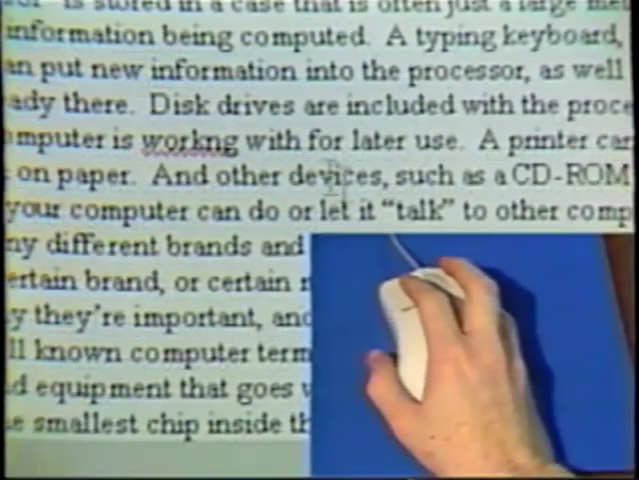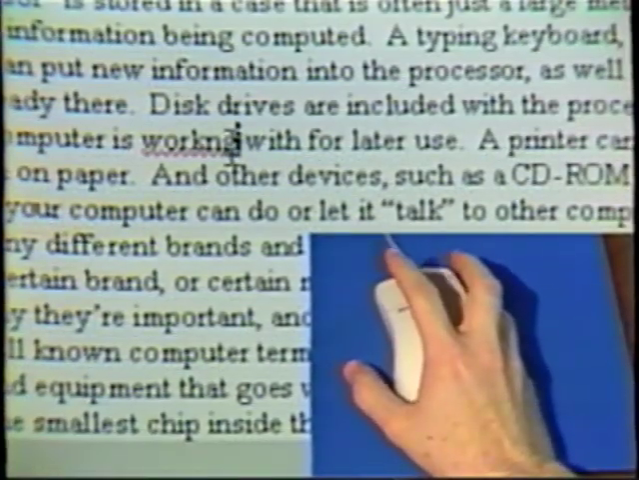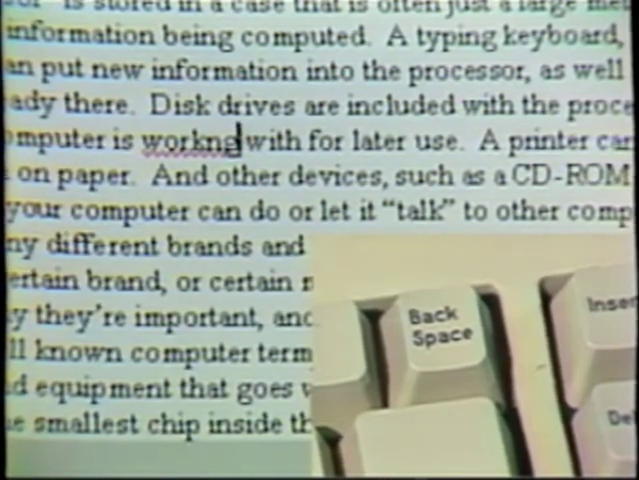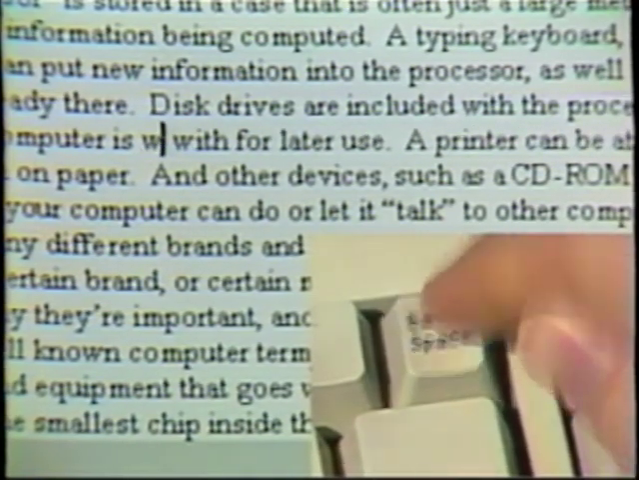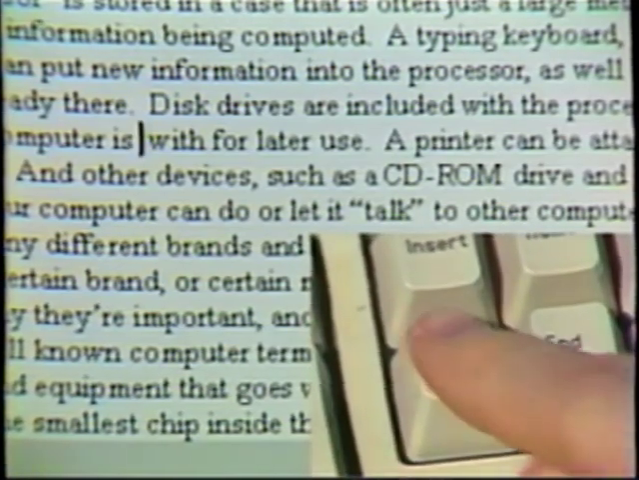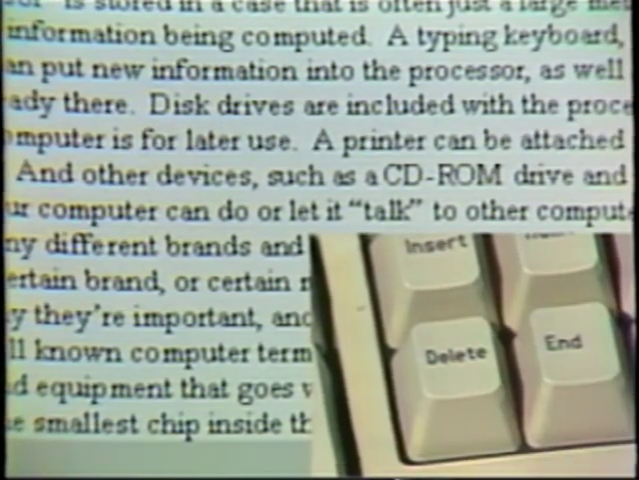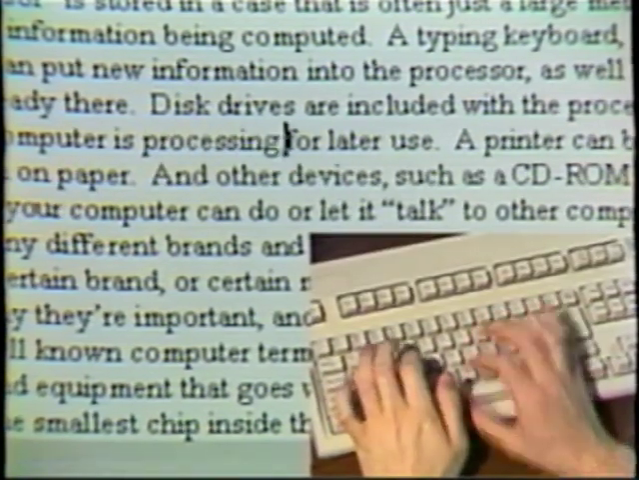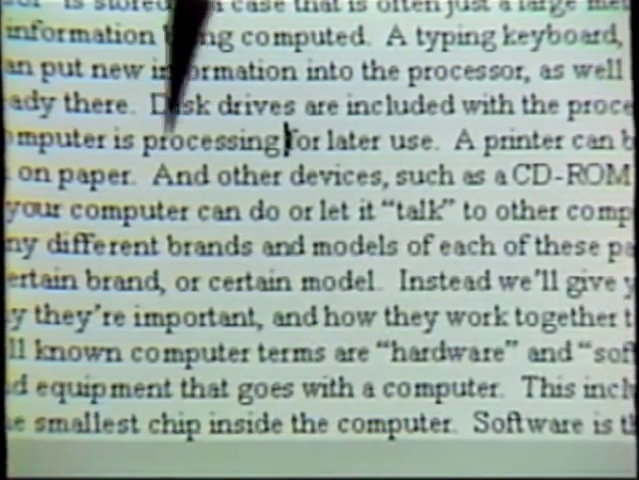If you make a mistake, you can move the cursor to where the error is. Then you can press the backspace key to erase the characters to the left of the cursor, or the delete key to erase the characters to the right of the cursor. Then you can type in your correction. It's that simple.